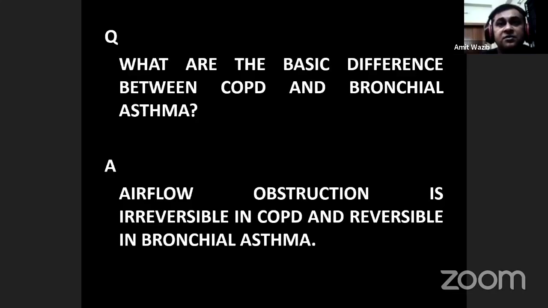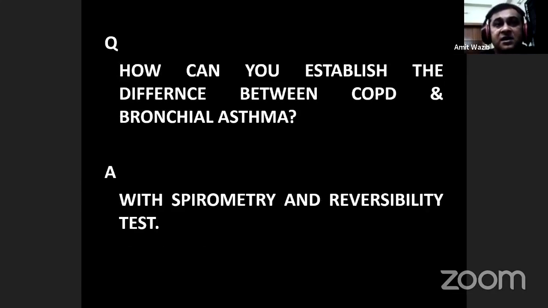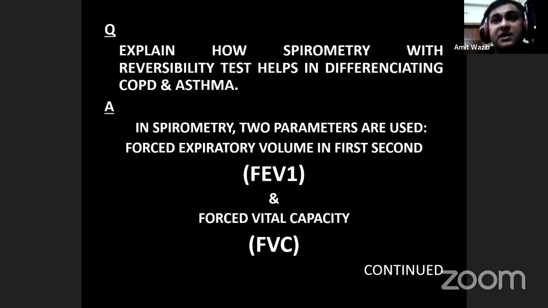So how can you establish this difference? In bronchial asthma, the obstruction is reversible. In COPD, it is not reversible. In fact, we can establish this difference with the help of a test, which is called spirometry and reversibility test. So what is actually done in spirometry? If the examiner wishes, you may be asked to explain how this particular test will help you differentiate asthma and COPD.